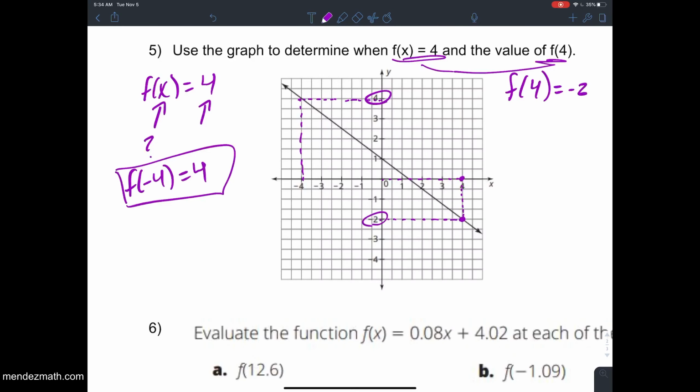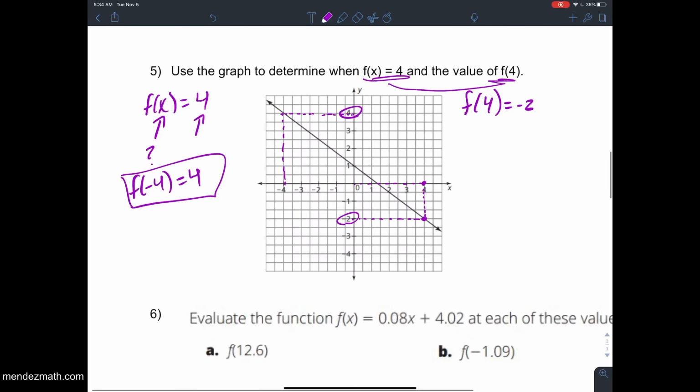So that's one part of the question. The other one was, what is the value of f of 4? This one is saying when you put an input of 4, when x is 4, what's y going to be? Well, we know y is going to be -2. We actually checked that one first. So you see the difference in questions? I'm going to just clarify a little bit more.